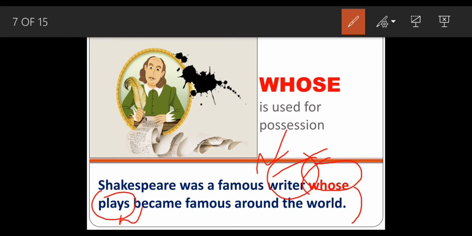So please remember this rule. Never use whose between two verbs or between a noun and a verb. So we usually use whose between two nouns.